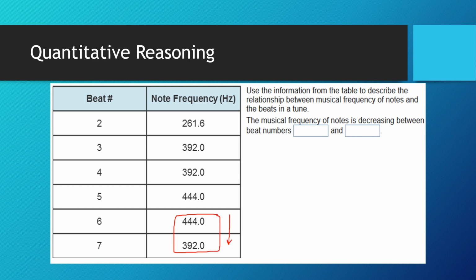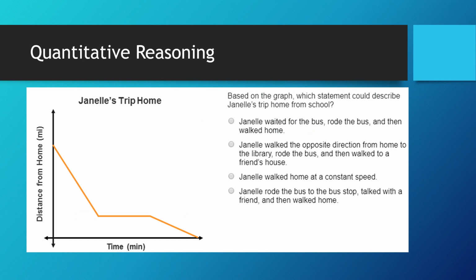But I need to fill in the blanks appropriately. It's decreasing between beat numbers 6 and 7. That's how I would fill in the blank for this. It asks for the beat numbers. All right, and the very last example.